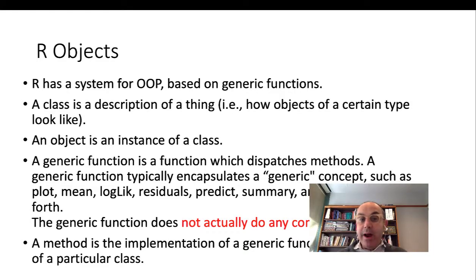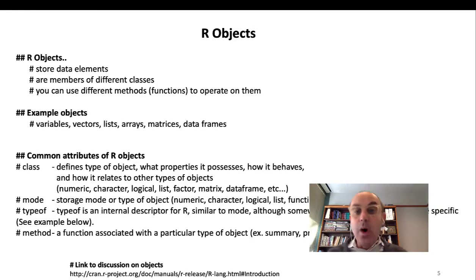The generic function is a function which dispatches methods. The method is the implementation of a generic function for an object of a particular class. So what we have here is basically our object that stores data elements, or numbers, of different classes, and you can use different methods to operate on them. An example of an object is a variable. Another example is a vector or a list or array or matrix or even a data frame.